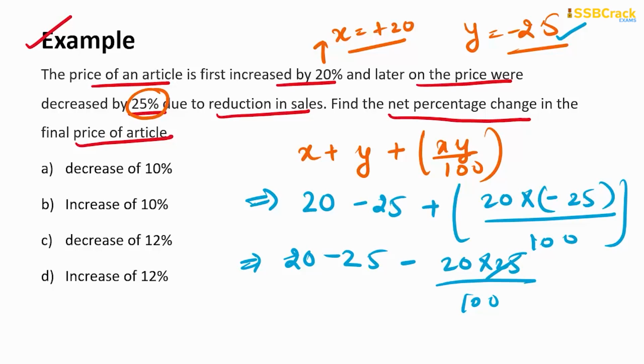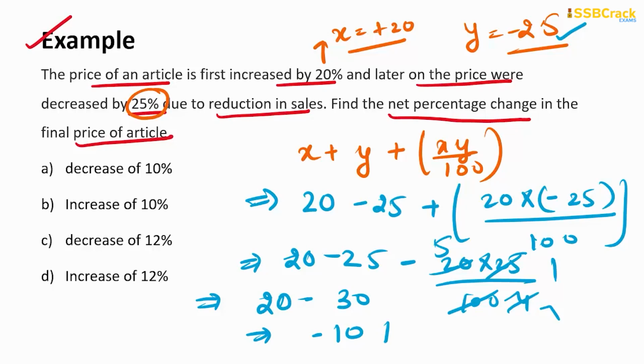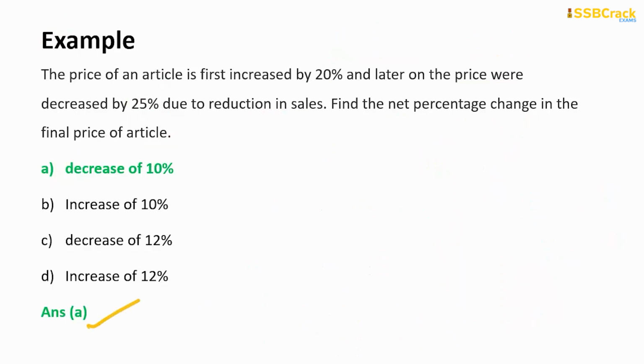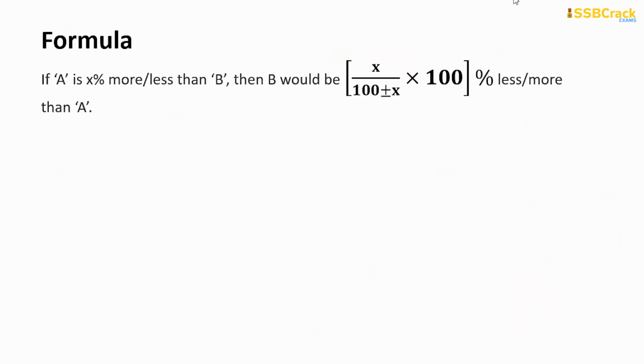So it will be 25 ones are 25, fours are, and 4 ones are 4, fives are. Right, so it will be 20 minus 30, that will be minus 10%. So we have got the net change as minus 10%. This minus sign denotes that there will be an overall decrease in the price. So the final price of the article will decrease by 10%. That is, option A should be the correct answer. Let's check. So yes, option A is correct only.